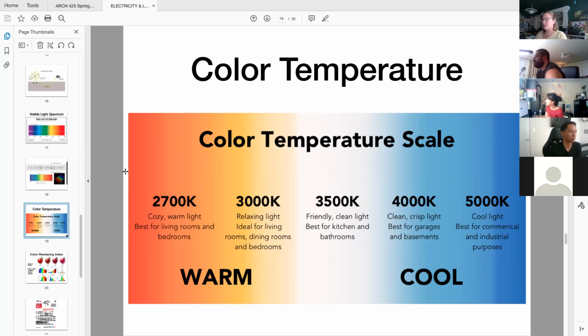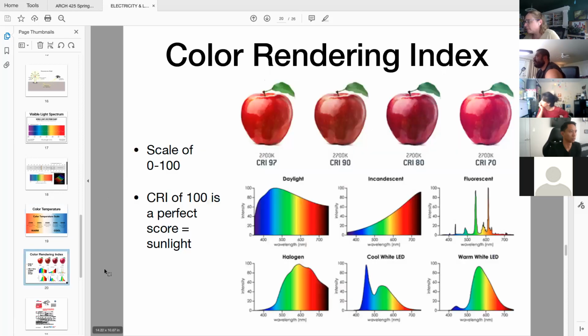Okay, now that I've got my decimal place right, so that's color temperature. Now, let's look at CRI, the color rendering index. This is a scale that's measured on a scale of 100, so 0 to 100, 100 being as ideal as possible.